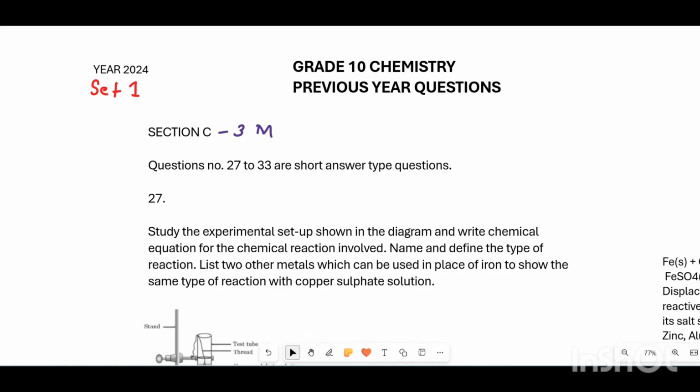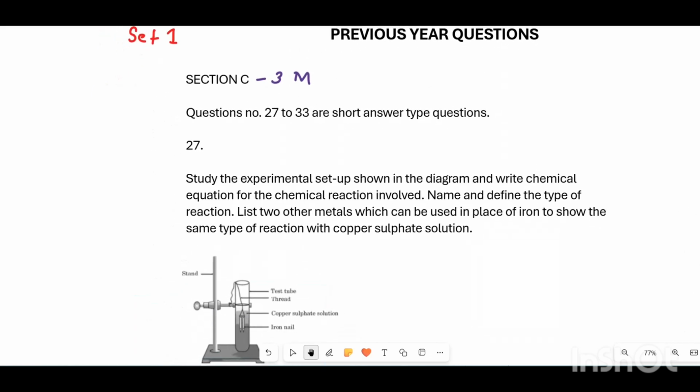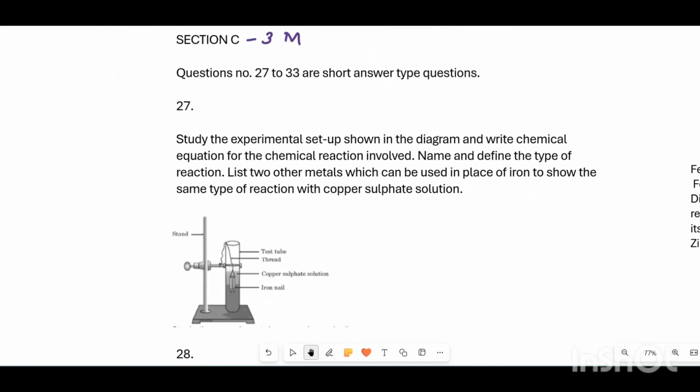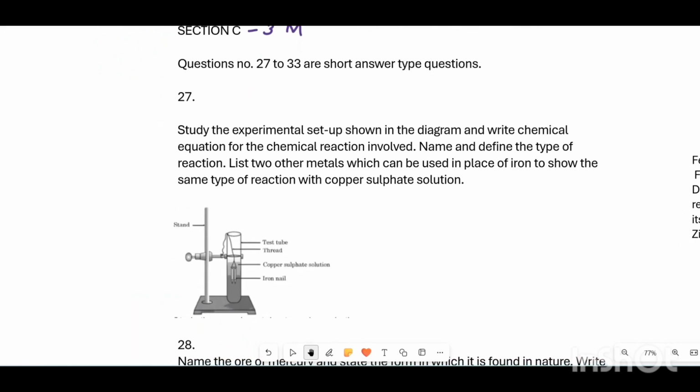Now, study the experimental setup shown in the diagram and write chemical equation for the reaction involved. Name and define the type of reaction and list 2 other metals which can be used in place of iron to show the same type of reaction with the copper sulfate solution. So there are three questions asked in this question. Accordingly, you will get 3 marks. So each question carries 1 mark.